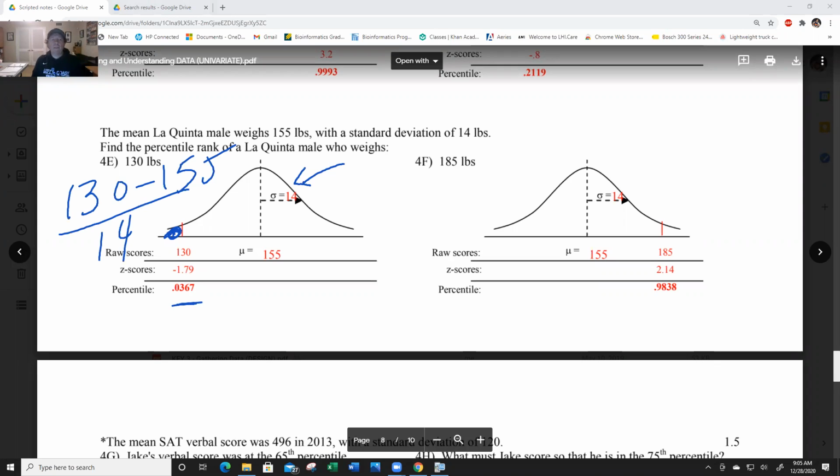130 minus 155 divided by 14. Okay, and then your z-score is negative 1.79. Okay, and then we need the area below that. Let's go ahead and go on the chart this time first.